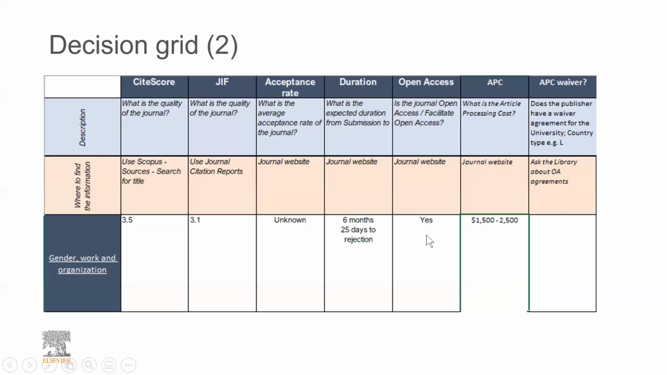It does have an open access option. The cost of the open access is about $1,500 to $2,500 US. This is a very average price, and I didn't check for the waivers.